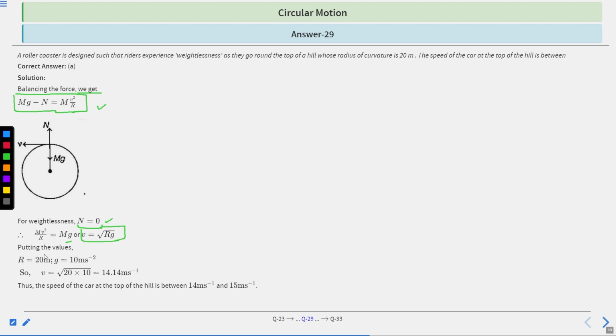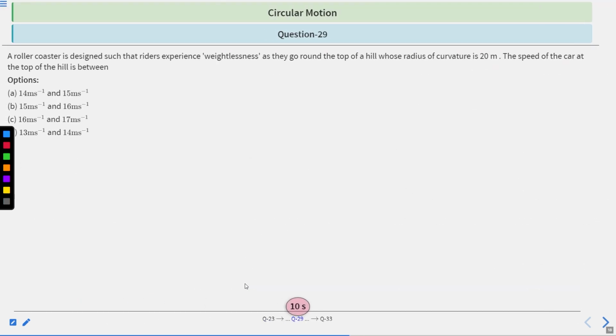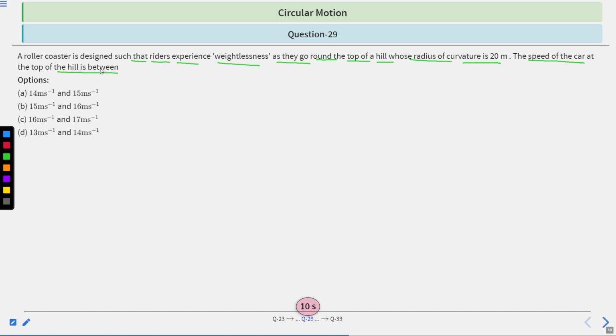Putting in the values, r equals 20 meters, which is the radius, and g equals 10 meters per second square. So v equals under root 20 into 10, which is equal to 14.14 meters per second. Thus, the speed of the car at the top of the hill is between 14 meters per second and 15 meters per second. So the correct answer is A option.